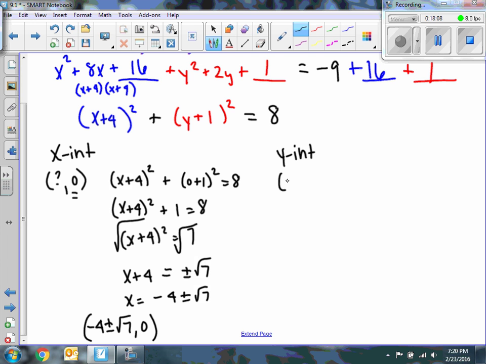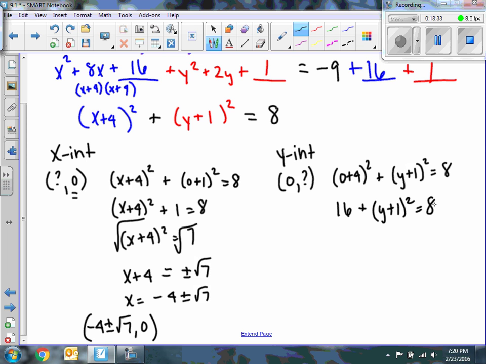For my y-intercept, we know our x value this time. Our x value is 0. We don't know what our y value is. So we evaluate the function if x was 0. So we have 0 plus 4 quantity squared plus y plus 1 quantity squared equals 8. This becomes 16 plus y plus 1 quantity squared equals 8. And what happens here is I actually end up with y plus 1 quantity squared equaling negative 8.